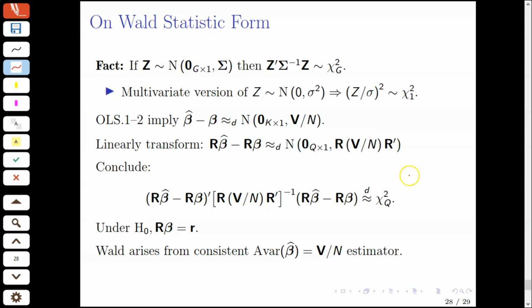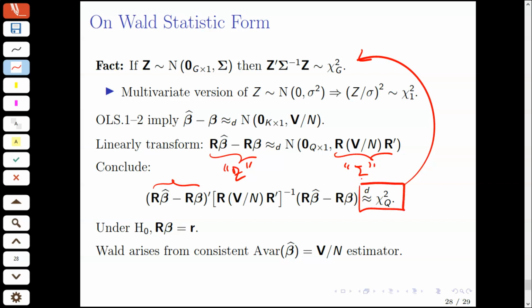Now, if we go back to the above fact relating the normal family to chi-squares, and we construct this quadratic form, substituting our current z for this difference in products, and our current sigma, then we get that the sandwich created from R beta hat minus R beta, and R V over n R prime, inverted, should be roughly chi-square distributed with q degrees of freedom.